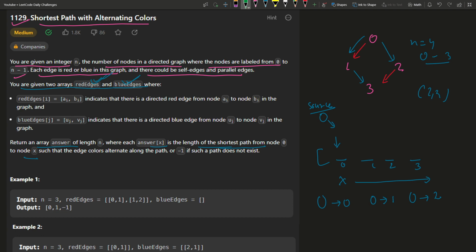Now guys, if no path exists, which means you can't go from 0 to, let's say, 3, then in that place you have to insert -1. And once you have completed this, you have to return this particular array. So this is what the problem says. And this is a medium level problem. I guess you must know what the problem is. You must have a clear idea about this problem.